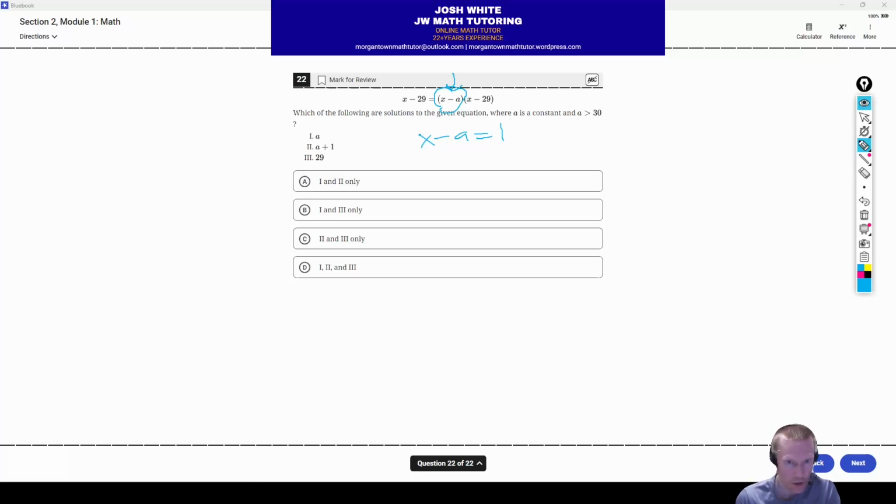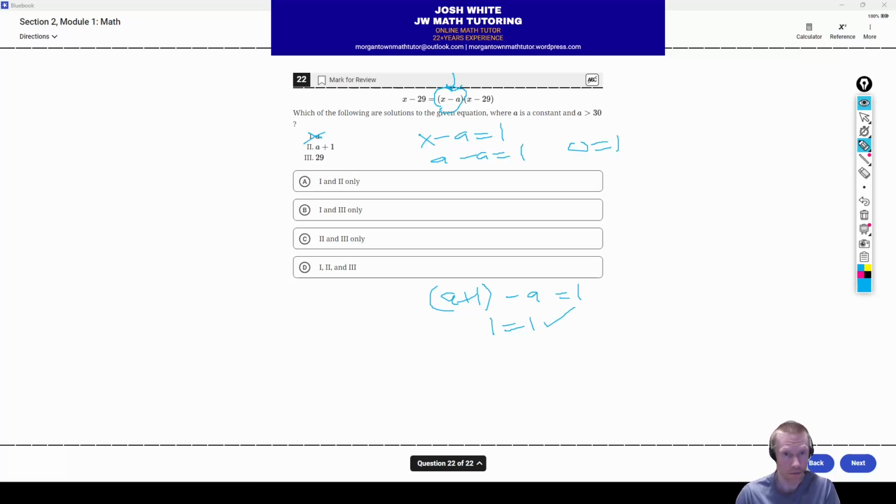So if you look at plugging in any of these answer choices, if you start with the first one, if you plug in a for x, you get a minus a equals 1, or in other words, 0 equals 1. Is that true? No, it is not. So therefore, this cannot be a solution to the equation. What about the second one? Plugging a plus 1 in for x, a plus 1 minus a equals 1. Now here the a's cancel out and we get 1 equals 1. That is a true statement.